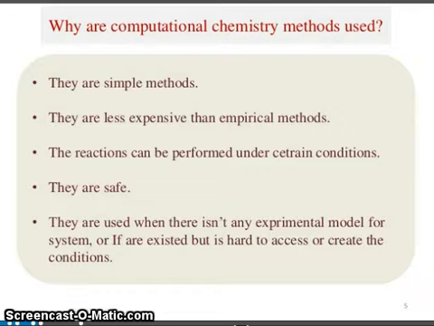Now, why are computational chemistry methods used? They are simple methods, they are less expensive than empirical methods, the reactions can be performed under certain conditions, they are safe, and they are used when there isn't any experimental model for the system, or if one exists but it is hard to access or create the conditions.